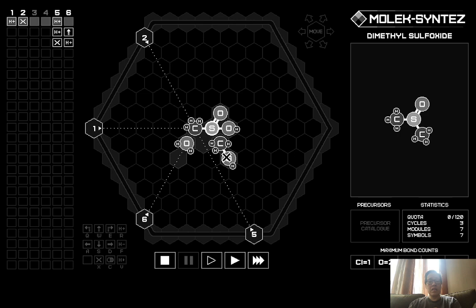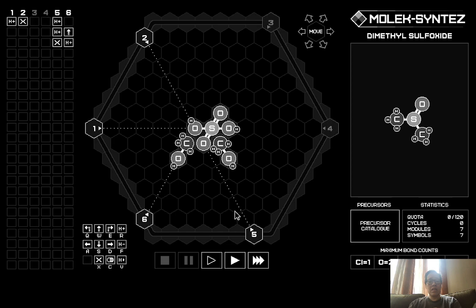All right, and you see the sulfur is already bonded to this carbon. So now I need 4 to add a hydrogen and delete that water.